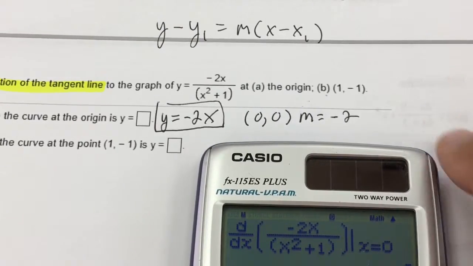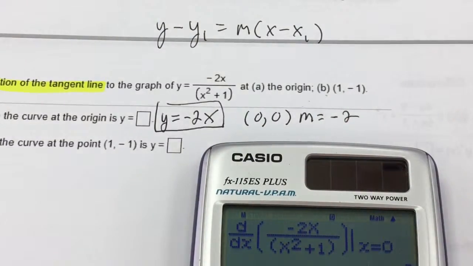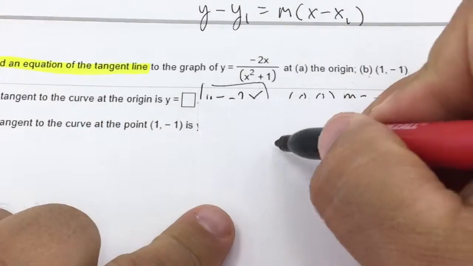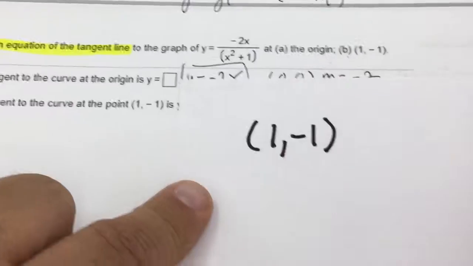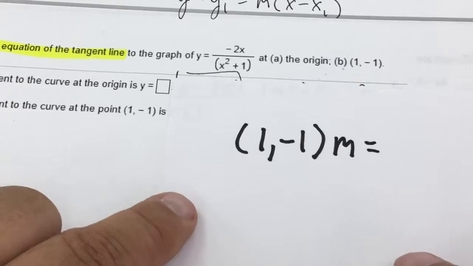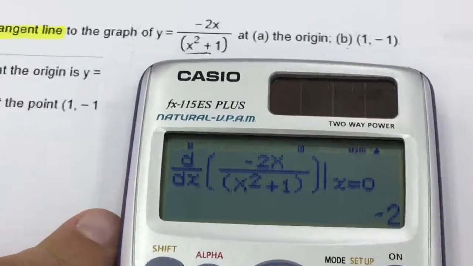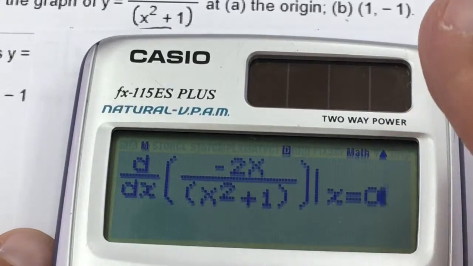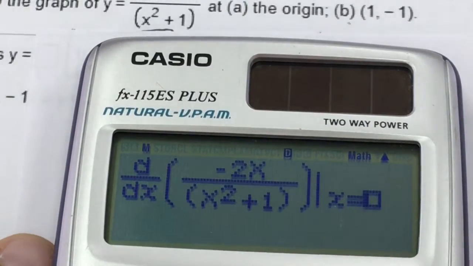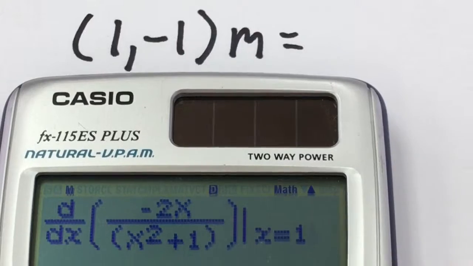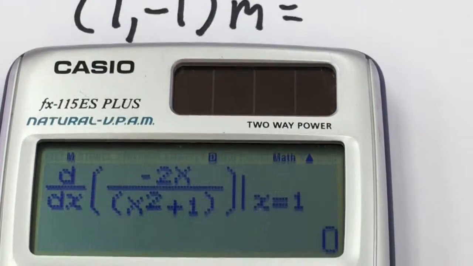Second part of the problem now, they want me to do the same process, but at 1, negative 1. So I have a coordinate 1, negative 1, and I need to find the slope. In order to find the slope at 1, negative 1, I'm going to plug in the derivative formula. Notice I already have it there. I already have the equation, so all I have to do is back arrow and change that 0, x equals 0, to x equals 1. And that will give me the slope at x equals 1. And the slope is 0.